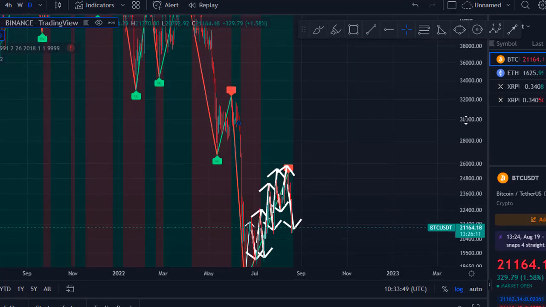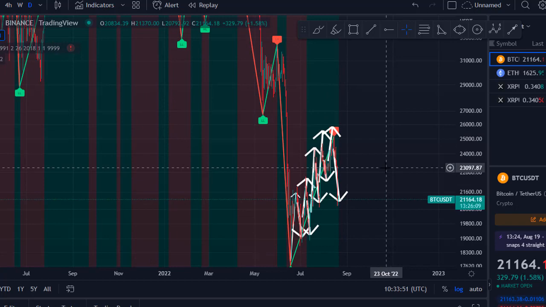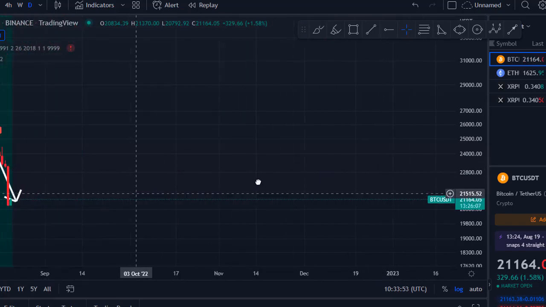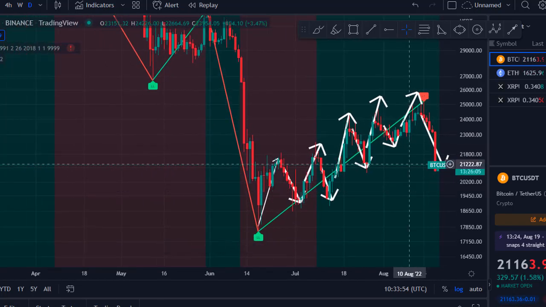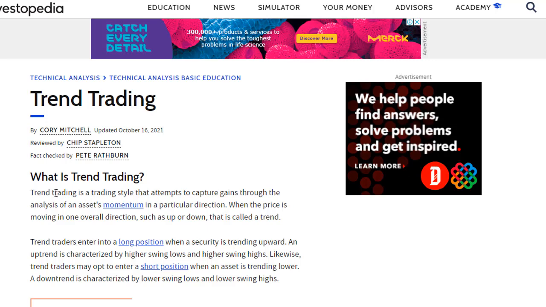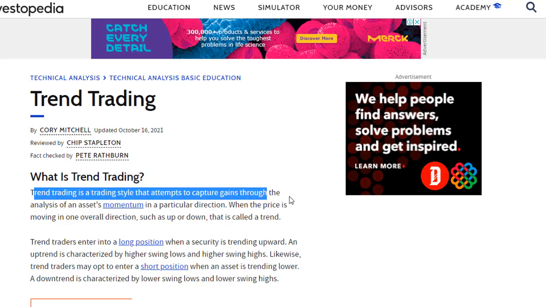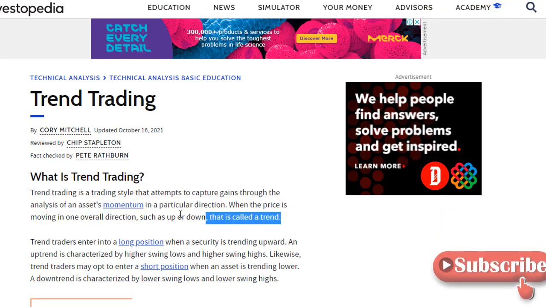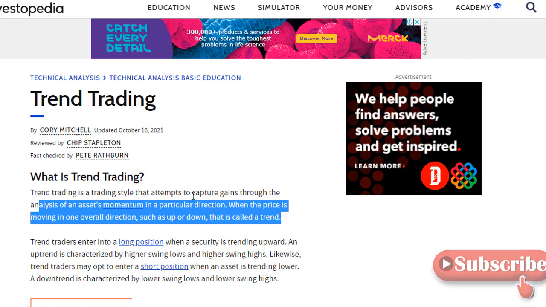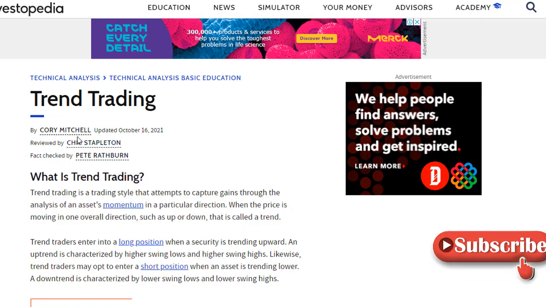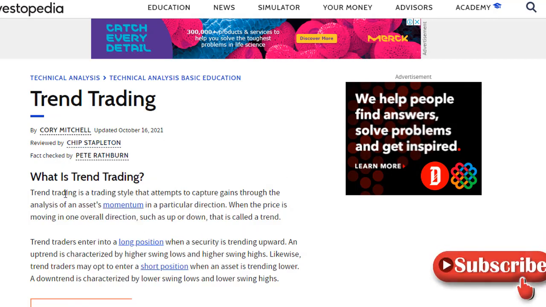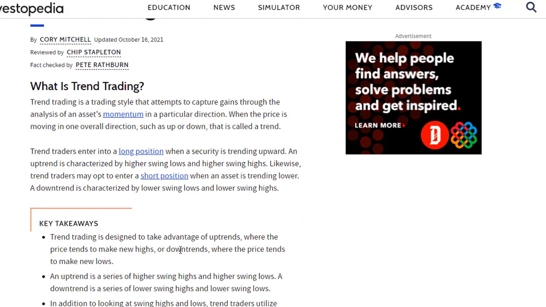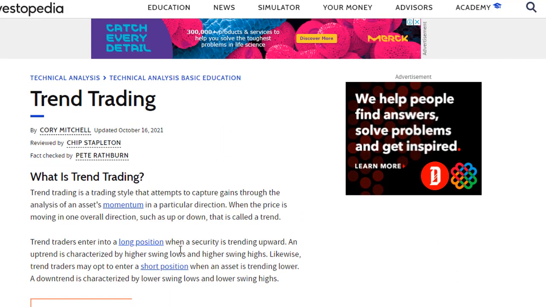So the second definition we'll discuss is trend trading. Trend trading attempts to capture gains through an asset's movement in a particular direction, and once you identify the trend, you trade only in that trend and that bias. That's something I definitely recommend. It's how I have always traded and how I will always trade. I very rarely try to pick out tops and bottoms. The chances are just low.